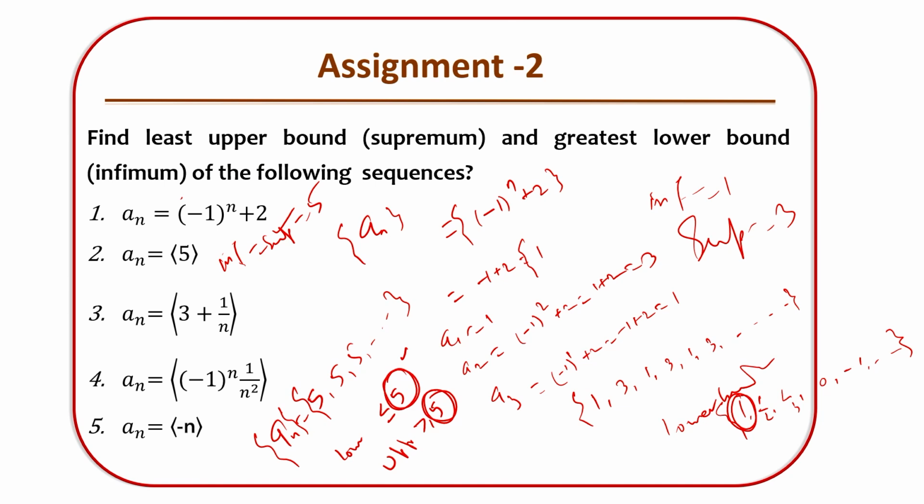Similarly, we can have a_n equal to 3 plus 1 by n. How to do this? 1 by n has the maximum and minimum as 1 and 0. So this series has the maximum 3 plus 1 equal to 4, and the minimum 3 plus 0 equal to 3. That means the series may have terms between 3 and 4. So what will be the lower bound and upper bound? The lower bound and upper bound are nothing but 3 and 4 respectively.